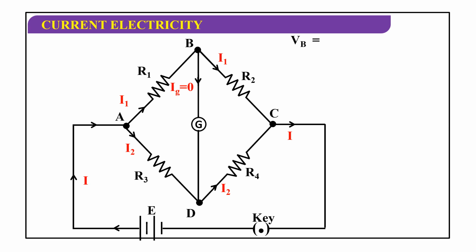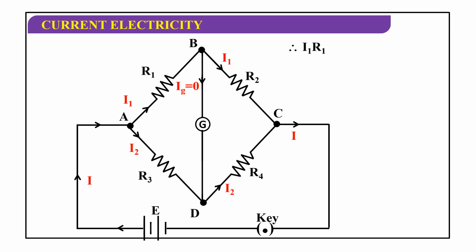Now again, I'm writing VB is equal to VD. Now I am subtracting VC from both sides. VB minus VC is equal to VD minus VC. So VB minus VC is I1 R2, the potential difference across B and C, and VD minus VC is I2 R4. So this is equation 2.